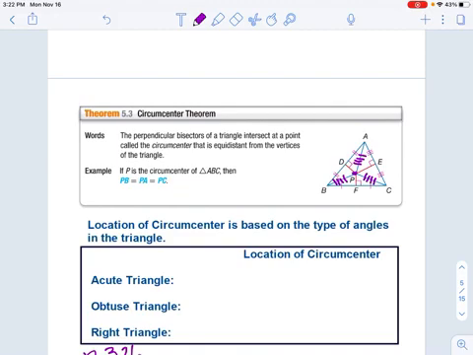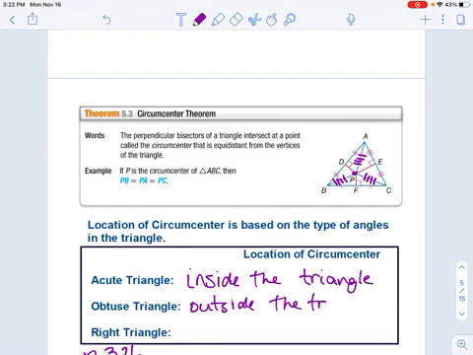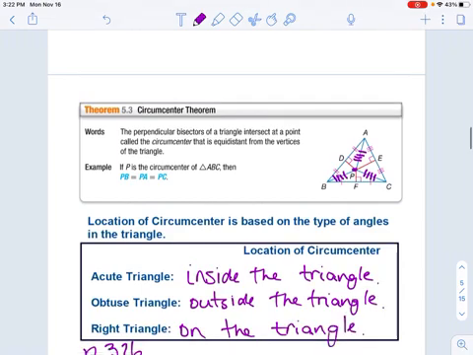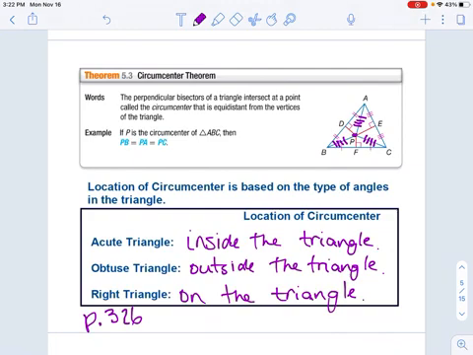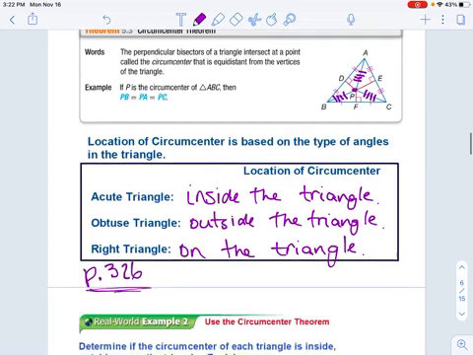So if you have an acute triangle, the circumcenter is inside the triangle. If you have an obtuse triangle, the circumcenter is outside the triangle. And if you have a right triangle, it is on the triangle. It's on one of the sides, or on the hypotenuse. Now, it's kind of hard to visualize those, and it's also very hard to draw them. So if you would like to see a visual, on page 326 of your book, you can see all of those inside, outside, and on the triangle ideas.